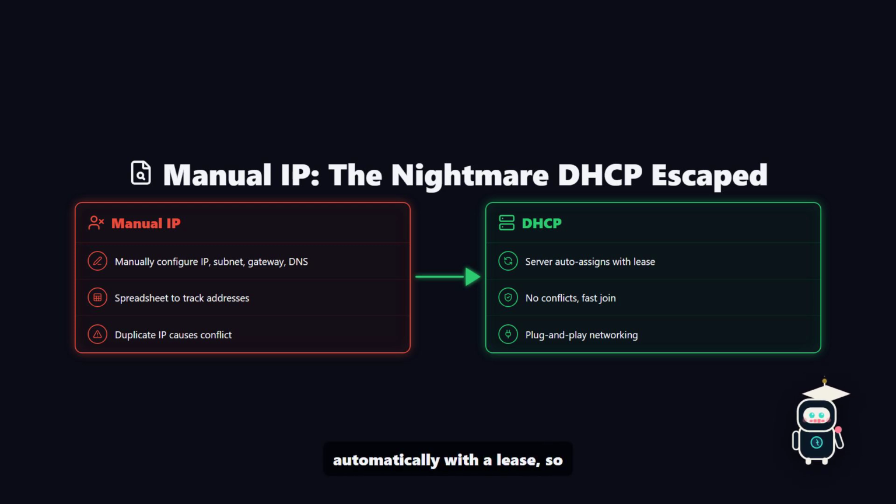DHCP flips that. A server hands out IPs automatically with a lease, so conflicts are virtually impossible, and you can plug in a new device and be online in seconds. That's why DHCP is non-negotiable in every modern network.